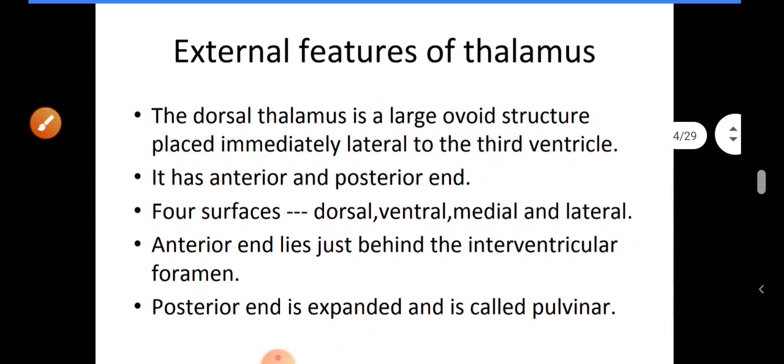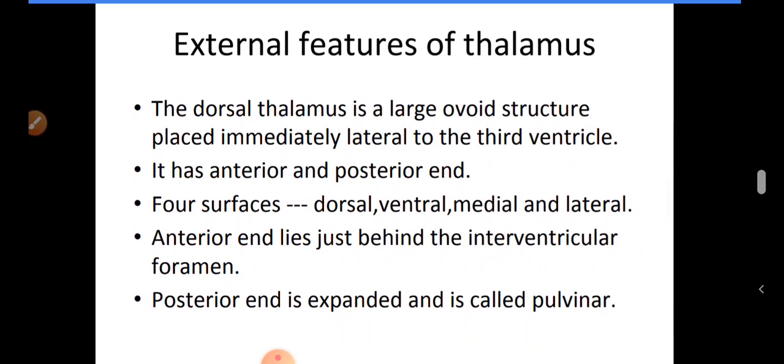What are the external features of thalamus? The dorsal thalamus is a large ovoid structure placed immediately lateral to the third ventricle. It has an anterior and a posterior end, and has four surfaces: dorsal, ventral, medial and lateral. The anterior end lies just behind the interventricular foramen, and the posterior pole or end is continuous as the pulvinar nucleus.